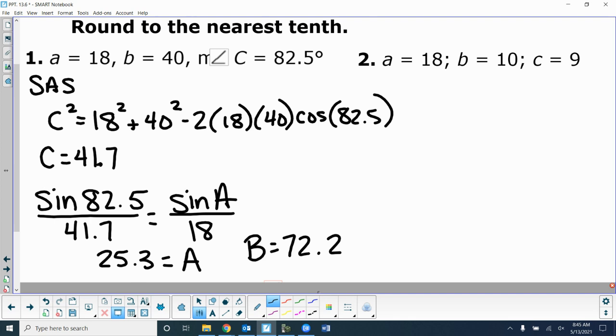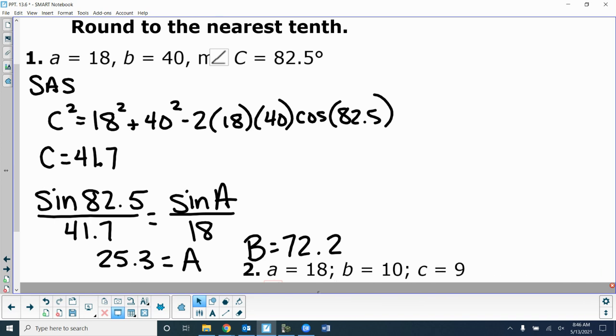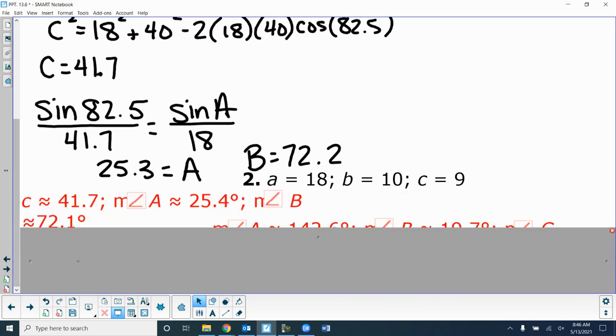Any other questions on that first example? Making sense. So remember, law of cosines we want to use once. Then we're going to use law of sines to finish. Okay? And always go for the smaller remaining angle when you go from law of cosines to law of sines. Now, when we do number 2, oh, here's the answers.